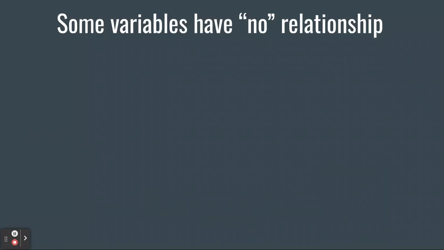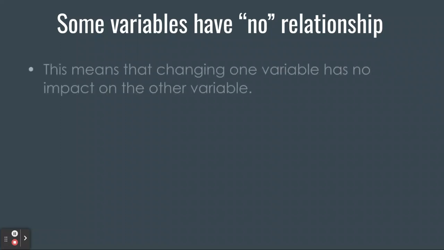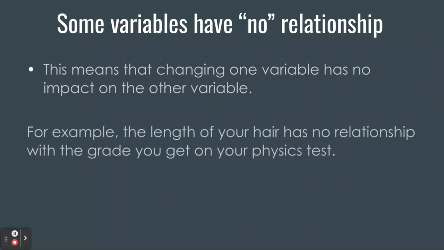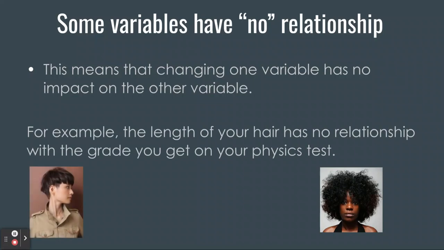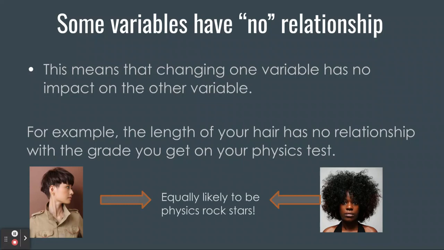Some variables, when you compare them, when you change one thing, you realize that it has no relationship with the other thing. So that means that changing one variable has no impact on the other variable. Here's an example of that. The length of your hair has no relationship with the grade you get on your physics test. This woman and this woman are both equally likely to be physics rock stars. They've got different hair, no relationship between it.